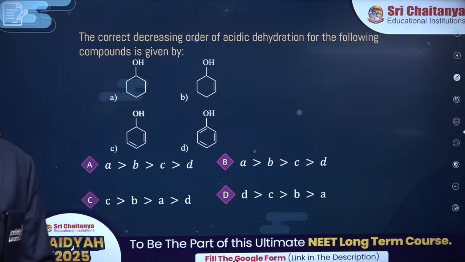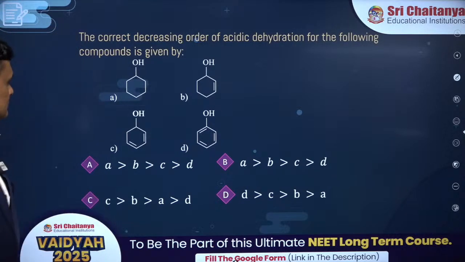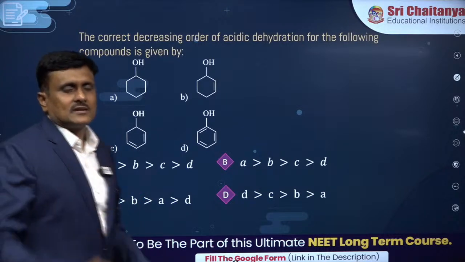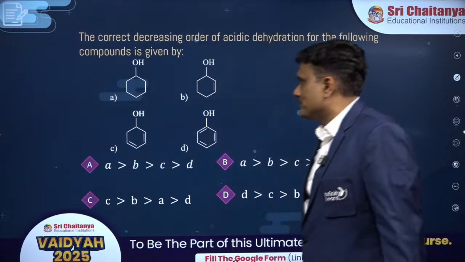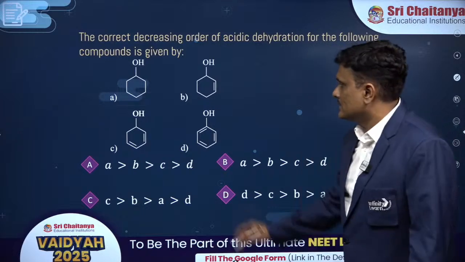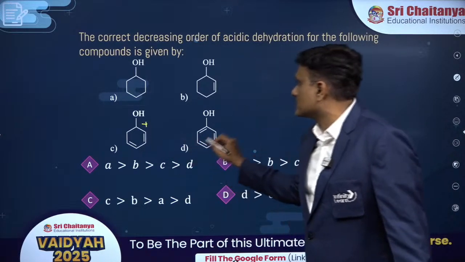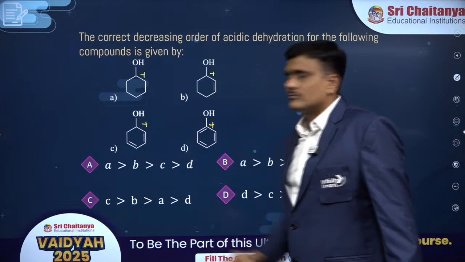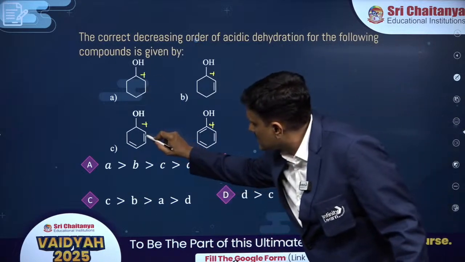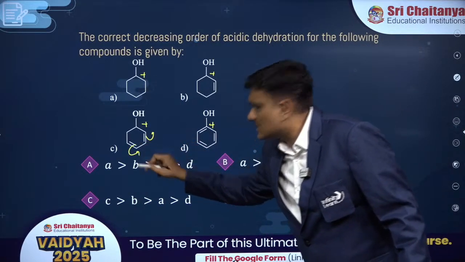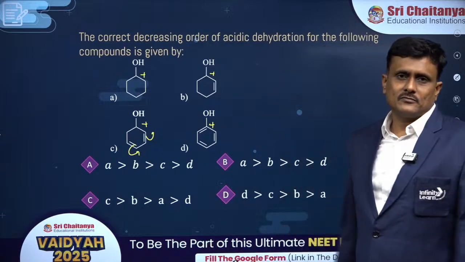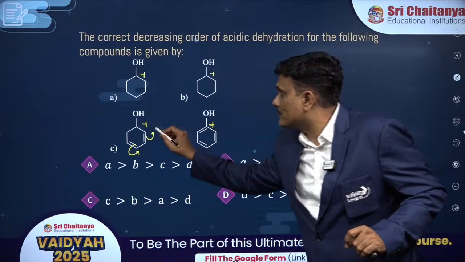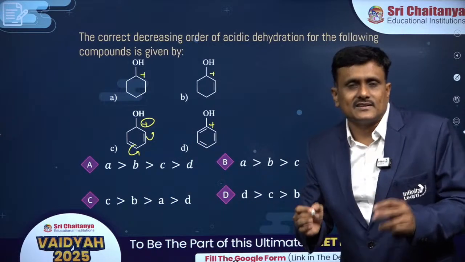Acidic dehydration, that means removal of water. When I am removing water, you should see two things. One is stability of the carbocation. When I put a positive charge here, what do you get? You'll get this. This is very stable because of extended conjugation. What do you call that, buddies? Extended conjugation. That means two pi bonds are helping this positive charge to get stability.